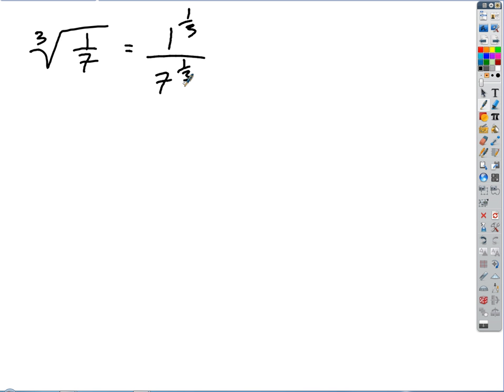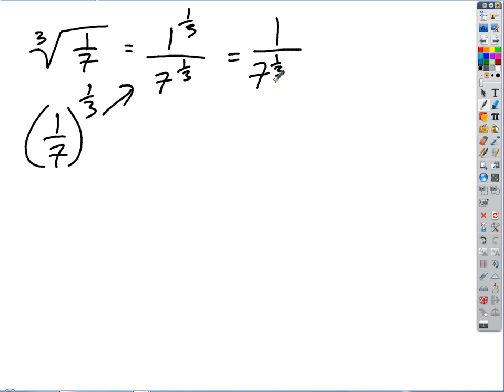What's 1 to any power? 1, right? I kind of skipped a step there. I skipped the step where we have 1/7 to the 1/3, then I can distribute to both parts, right? In other words, we just get a 1 on the top. So we get 1 over 7 to the 1/3. Now this time we are stuck with a fractional exponent on the bottom. So what's our trick? Yeah, we multiply top and bottom by 7 to the 2/3, giving 7 to the 2/3 over 7. Okay?